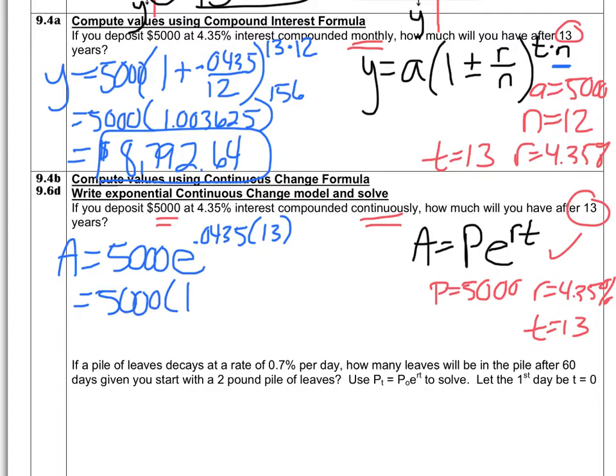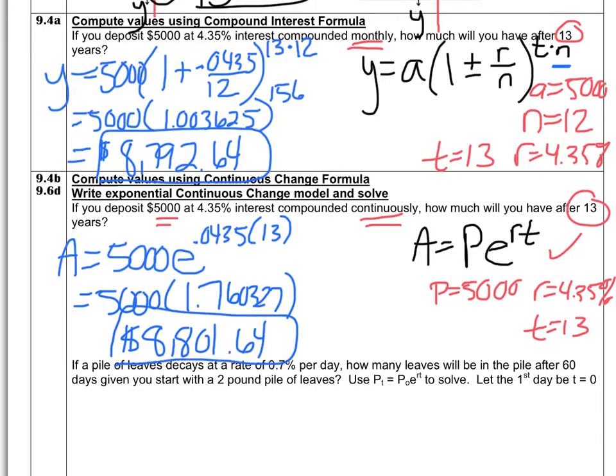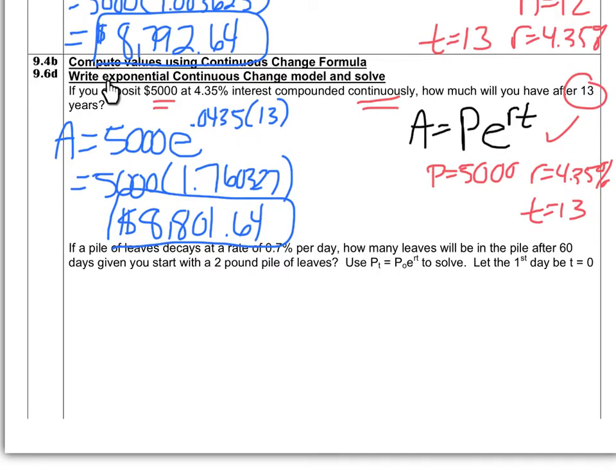You're going to get times 1.760327. Now times that by the 5,000, and on this one, you're going to come back with $8,801.64. Do notice this problem was very similar. This was compounded continuously. This was monthly. Continuously, we got a few more bucks. It's not that different, but it is a little bit more money because they're hitting that artificial button continuously versus 12 times a year.